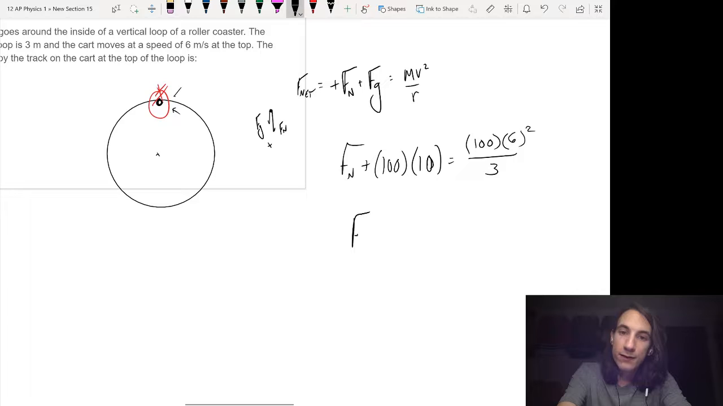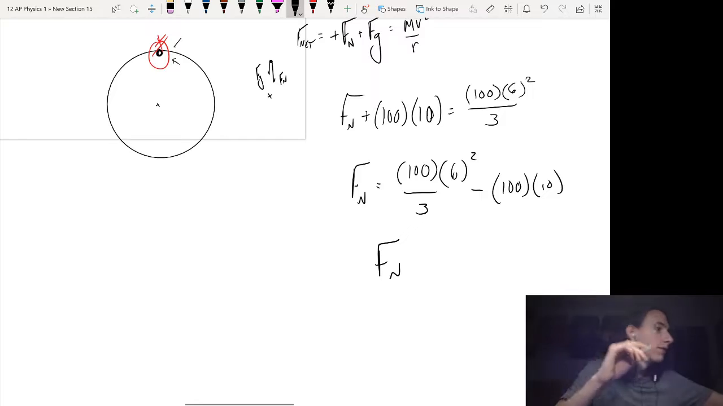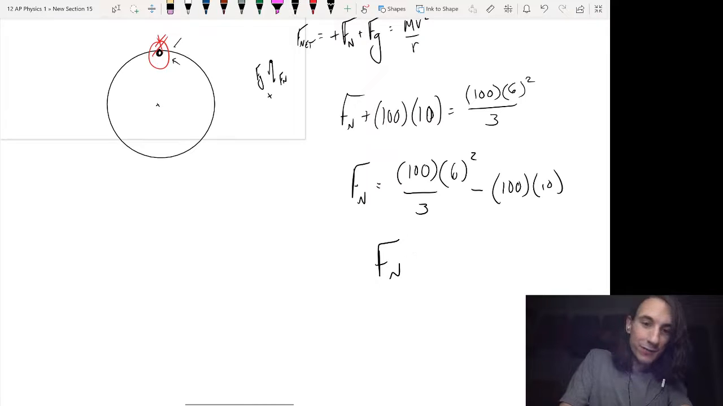So I can say Fn is equal to 100 times 6 squared divided by 3 minus. I'm writing at this angle and it's kind of difficult. All right, and I can plug this into my calculator, and I end up with, oh gosh, where's my calculator? All right, I found my calculator. It was literally right here. I just kind of overlooked it. That's okay. So I end up with a normal force of 200 newtons.